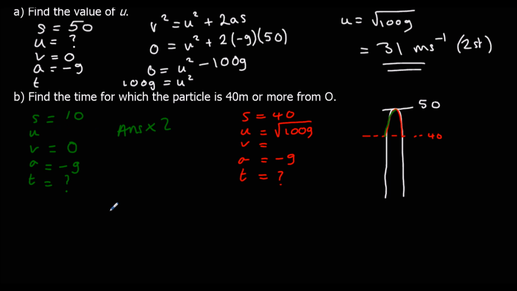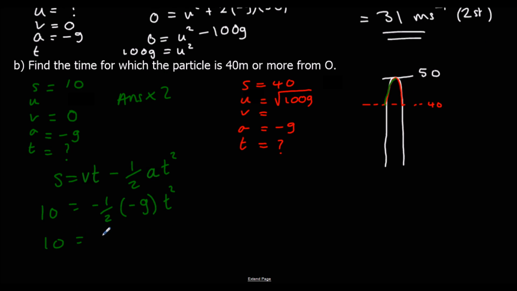So which equation doesn't have u in it? That's s equals vt minus a half at squared. Substituting what we know, so 10 equals 0 times t, which is 0, minus half times negative g t squared. So 10 equals half gt squared, times both sides by 2, 20 equals gt squared, divide by g, so 20 over g equals t squared, so t is the square root of 20 over g.